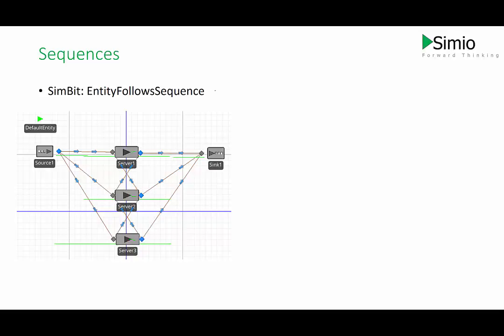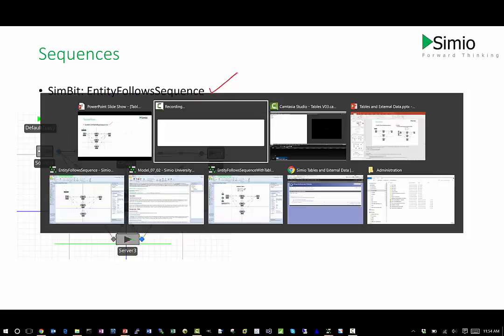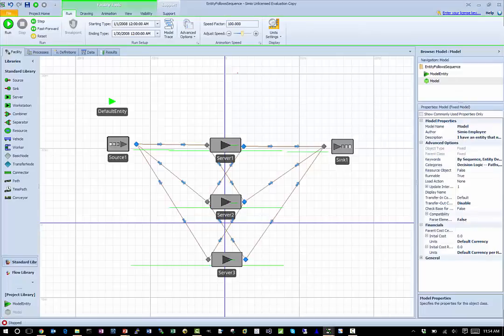The first symbit we'll look at is the entity follows sequence symbit, and I already have that pulled up here. Here's the symbit, and I've made a modification of it to get us started so that we can talk about the basic idea. So we have an entity and a source, three servers, and you can see that the links coming out of the servers are alternatives. Leaving server 3, entities can either go to the sink or to server 2. Leaving server 2, entities can either go to the sink, server 1, or server 3, and so on.